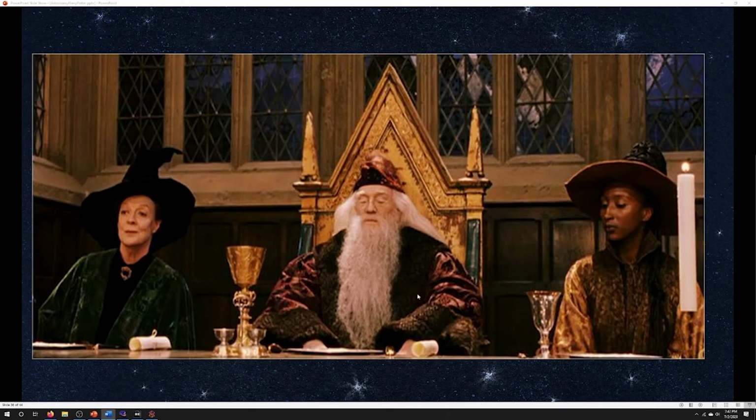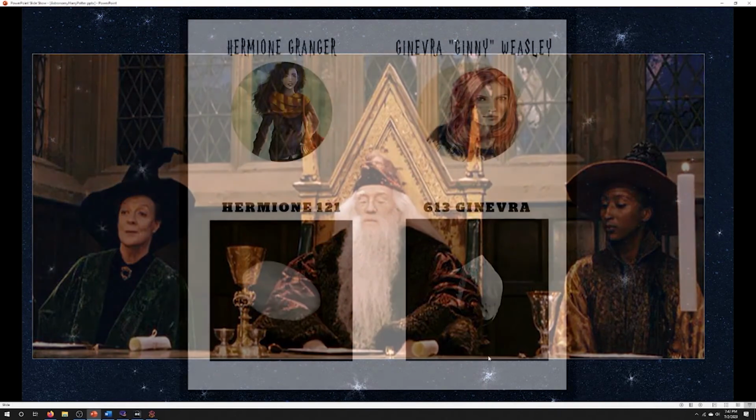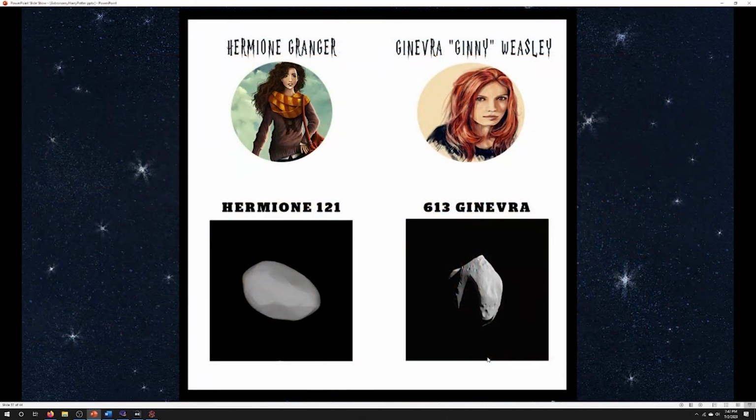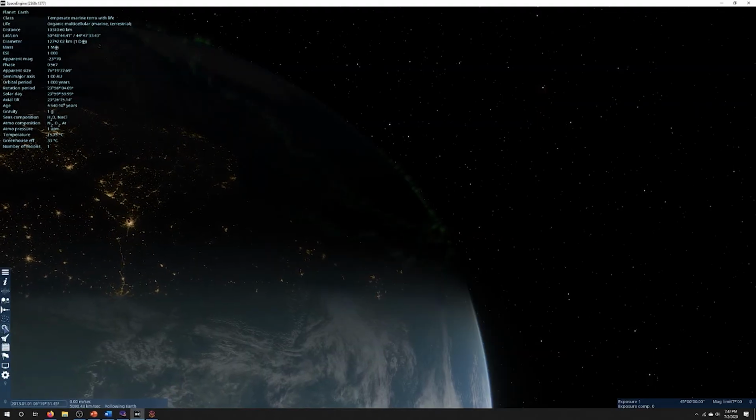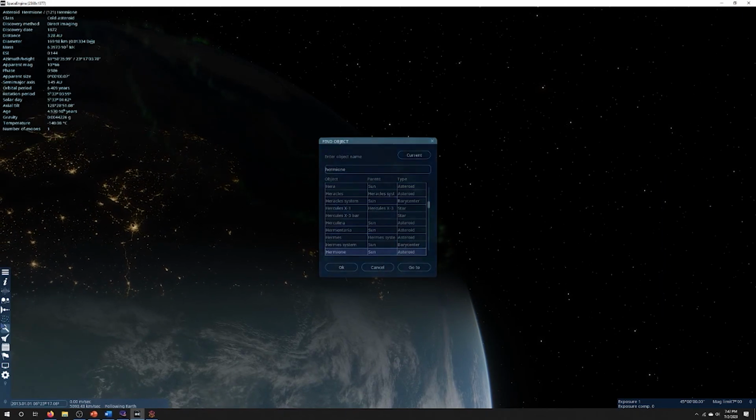I have not mentioned them yet, but I want to talk a little bit about Hermione Granger and Ginny Weasley, whose full name is Molly Ginevra Ginny Weasley. These two characters also share their names with two asteroids that we can find in our asteroid belt: 121 Hermione and 673 Ginevra. Let's take a look at one of these right here. Go visit Hermione up close.